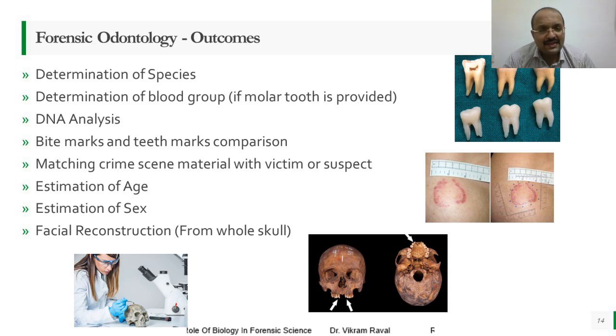Next is matching crime scene material with the victim or suspects. Estimation of age, I have already mentioned. Again, you can estimate the sex of an individual, whether that individual is a male or a female. That can also be identified using forensic odontology. Lastly, the facial reconstruction. I will not totally include this here because facial reconstruction is also studied when you study bones.